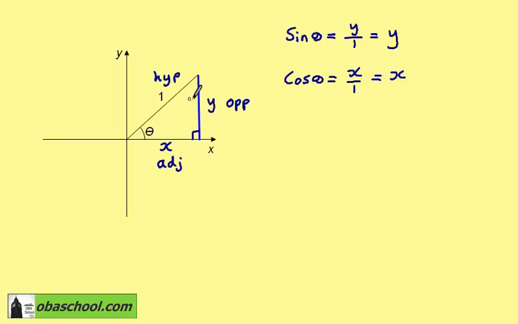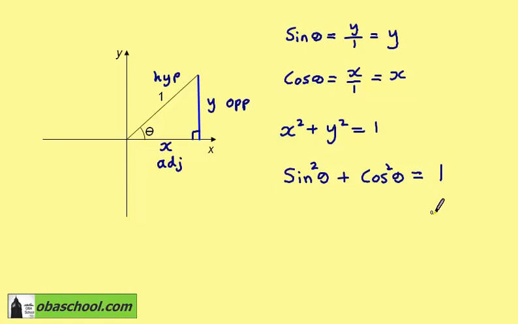If we look at the triangle and apply Pythagoras' theorem, we have that x squared plus y squared must be equal to 1 squared, which is just 1. But we can see that y is equal to sine theta and x is equal to cos theta, so substituting in, we get sine squared theta plus cos squared theta is equal to 1.